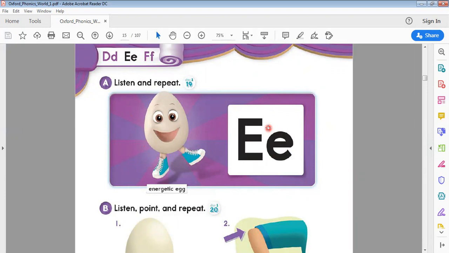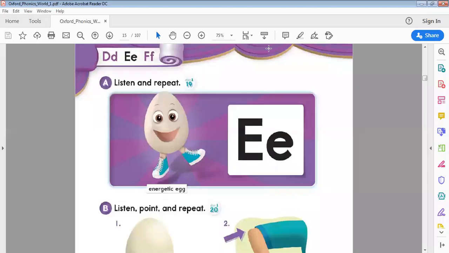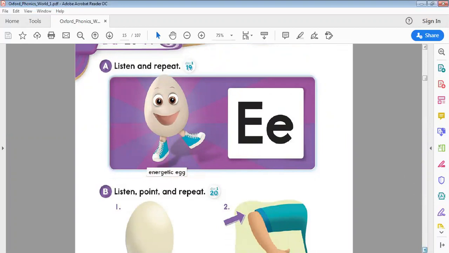That okay, so eh, eh, egg, eh, eh, egg. So now we know the letter and we know the sound. So eh, eh, egg. Amazing. So here, energetic egg, eh, eh, energetic, eh, eh, egg. I know it's a little bit complicated word, but it's okay. We can say only eh, eh, egg. All right, let's move down a little bit and listen, point, and repeat.